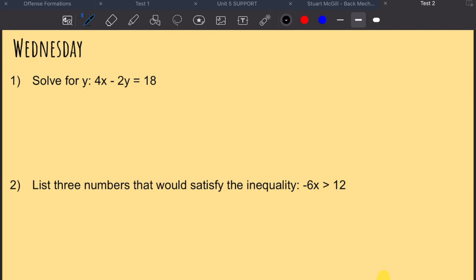You need to make sure by the end that you're good with functions and domain and range, because that possibly could be on the quiz today.